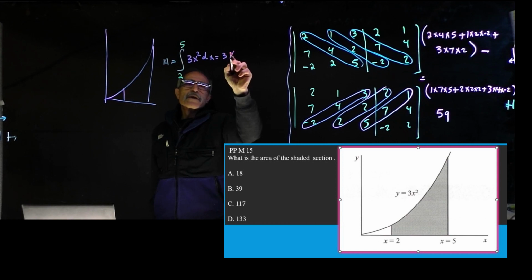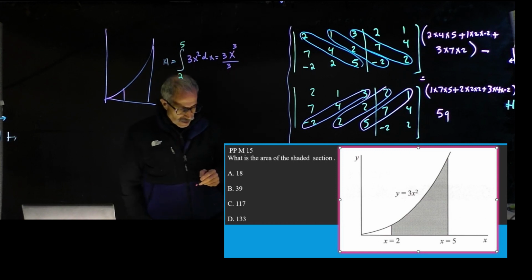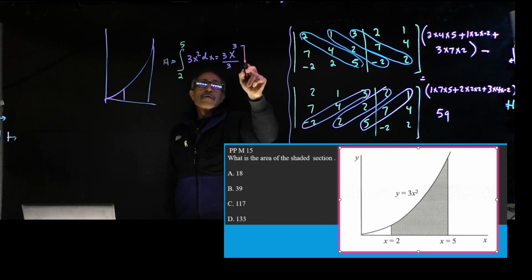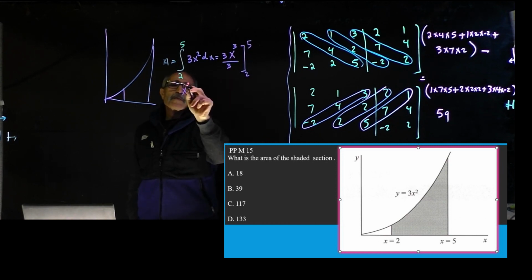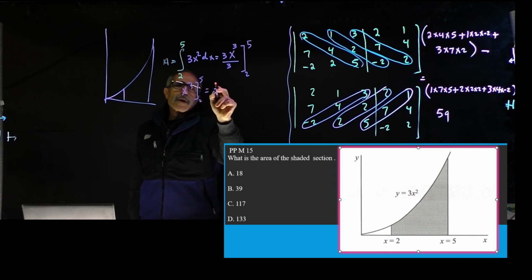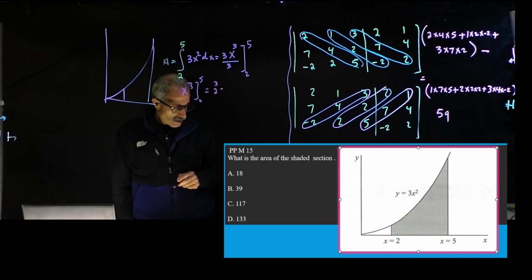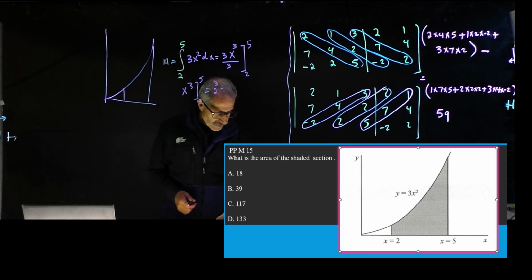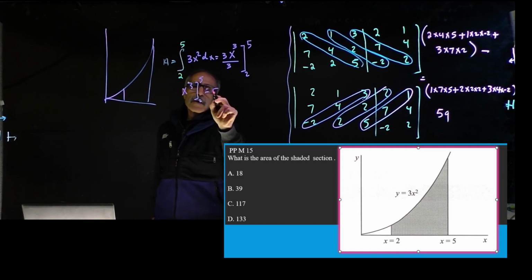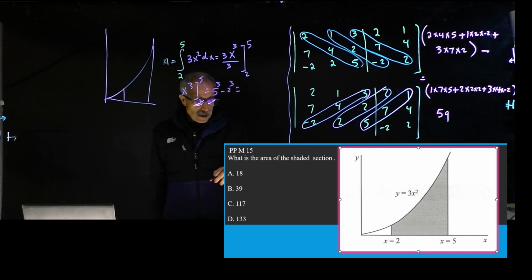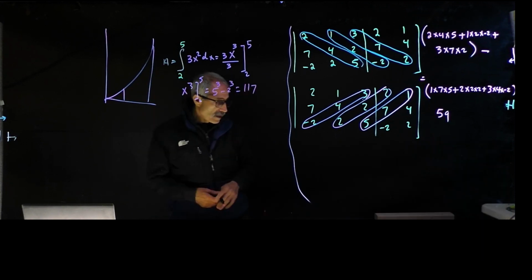Because it became x cubed, we get divided by 3 also. So the 3s cancel each other. You're going to have x cubed from 2 to 5, which is 5 to the power 3 minus 2 to the power 3, and that gives us 117. Didn't take long. You do the next one.